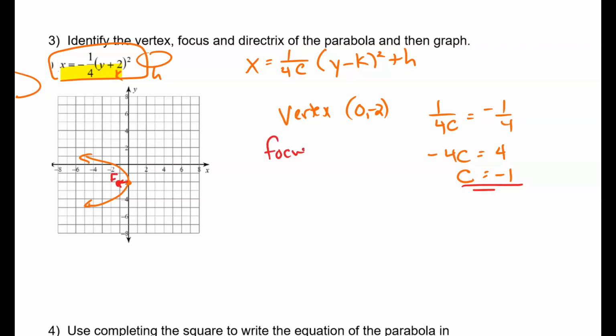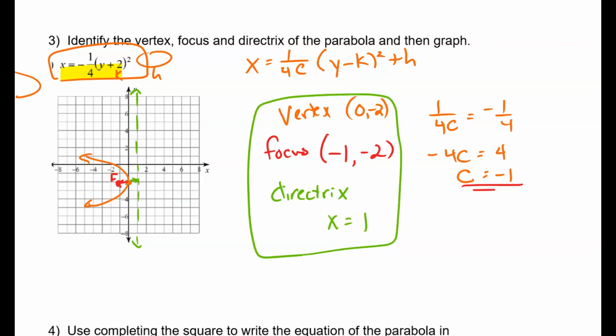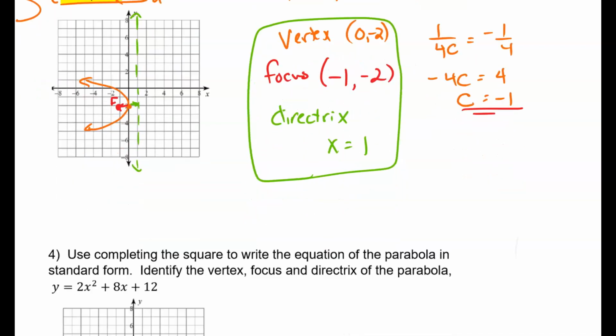So our focus moved horizontally, so it's negative 1, negative 2. The directrix goes in the exact opposite direction. So it goes this way, a value of 1. And then we get a vertical line. So my directrix is the line x is equal to 1. So those are all the values you need to have, and a rough drawing of the graph. Remember, I care if you graph more accurately with transformations than I actually do when you're working with it this way. All right, now let's do the hardest problem.